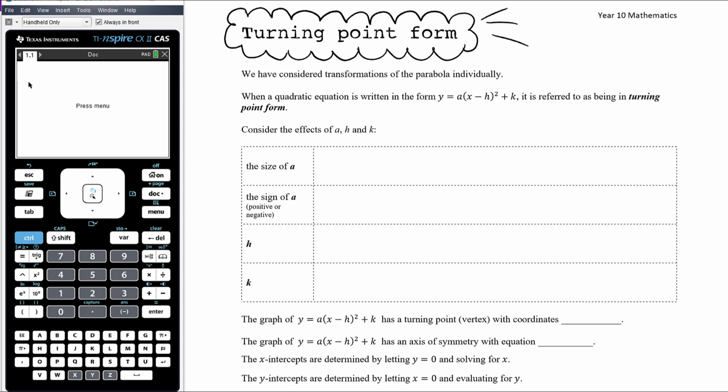So we looked at, what effect does it have when you stick a number 2 in front of the x squared? What does that do to the graph? What effect does it have when you add a 5 onto the x squared? What does that do to the graph? What happens to the graph when you add 2 just onto the x part of the function, so you get x plus 2 all squared? And we looked at those transformations individually.